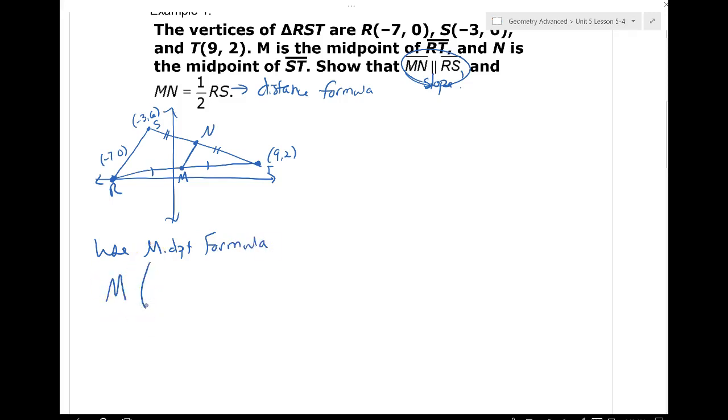All right, so midpoint formula, it's the average of the x's, average of the y's. So I need to use R and T, right? So for M, I got -7 plus 9 over 2, and I got 0 plus 2 over 2. I got that to be, -7 plus 9 is 2, 2 divided by 2 is 1. 0 plus 2 is 2, 2 divided by 2 is 1. So I got the ordered pair 1, 1. Is that what you guys got as well?